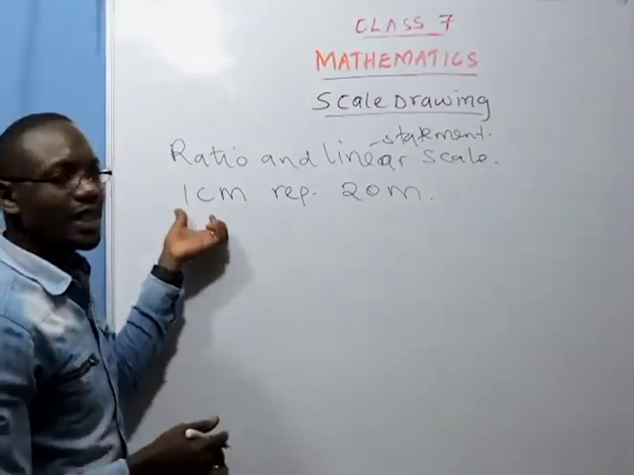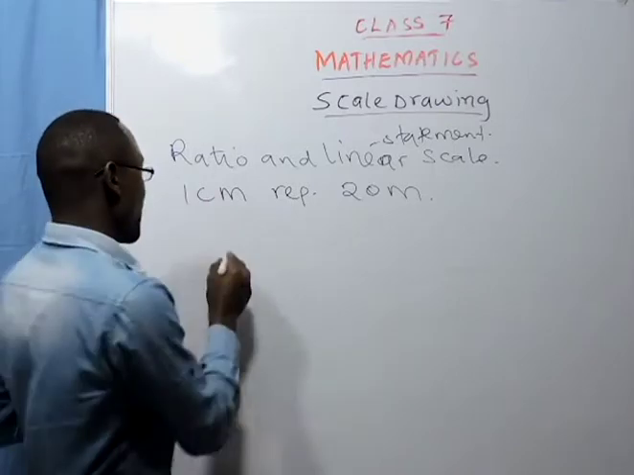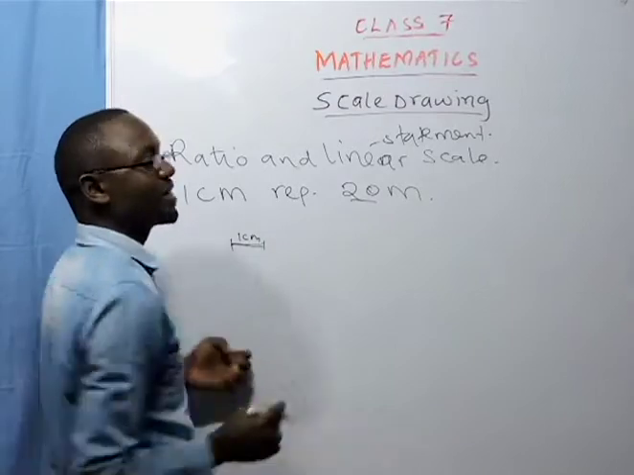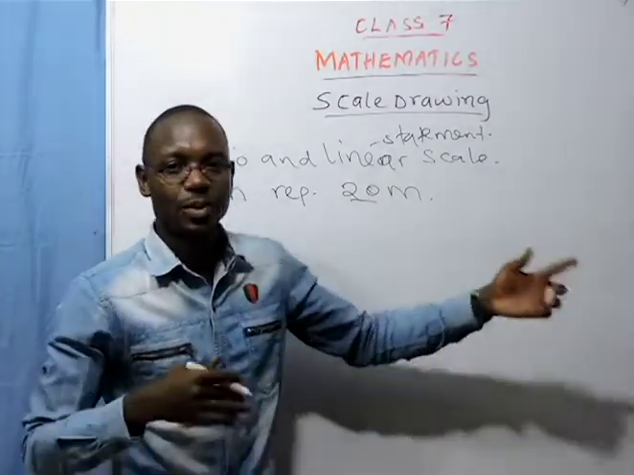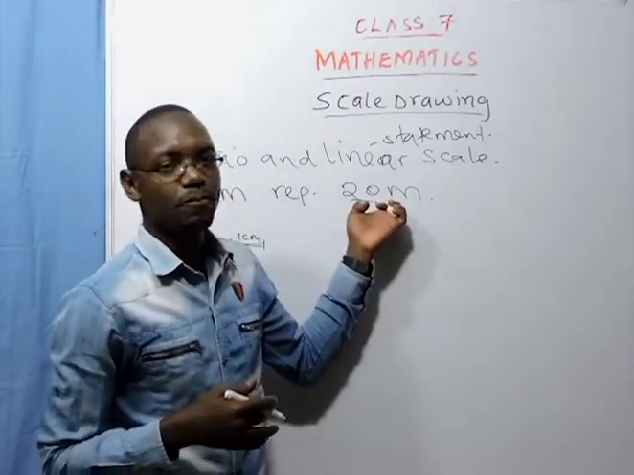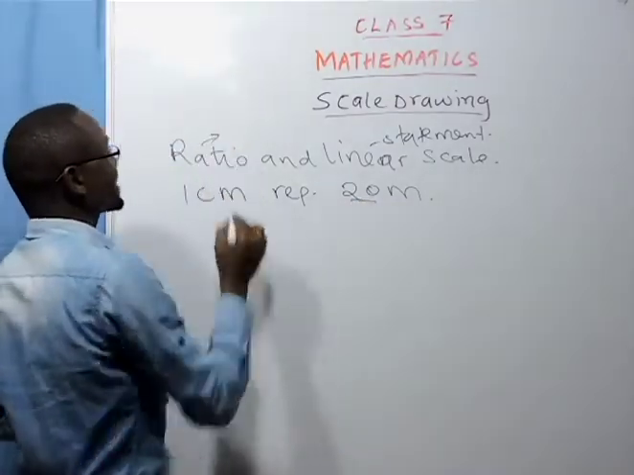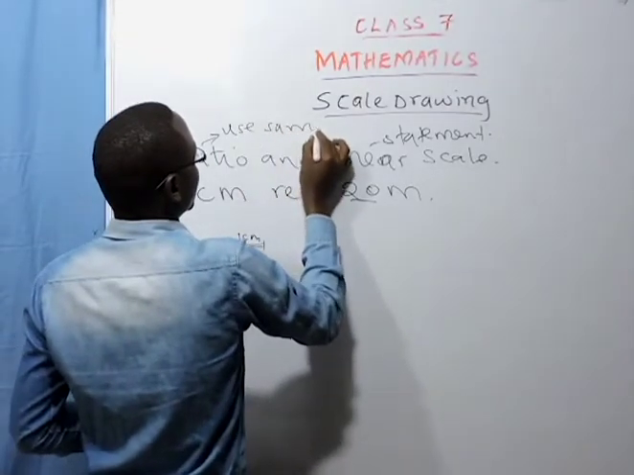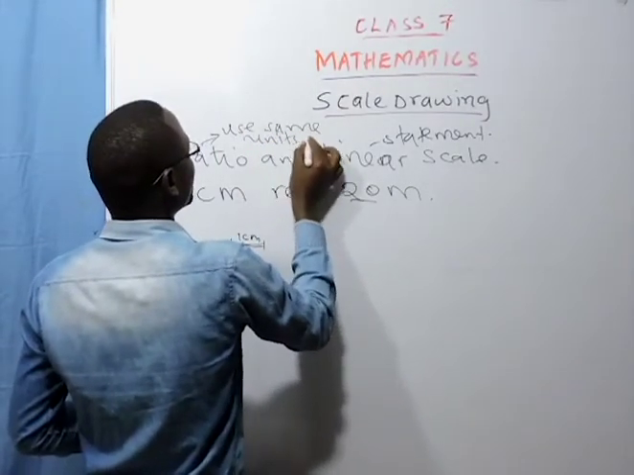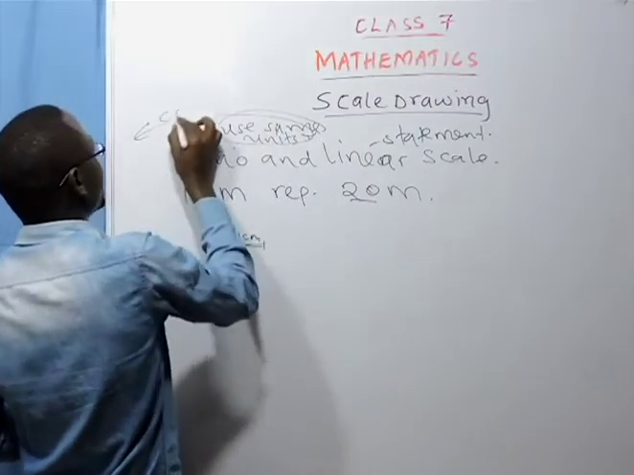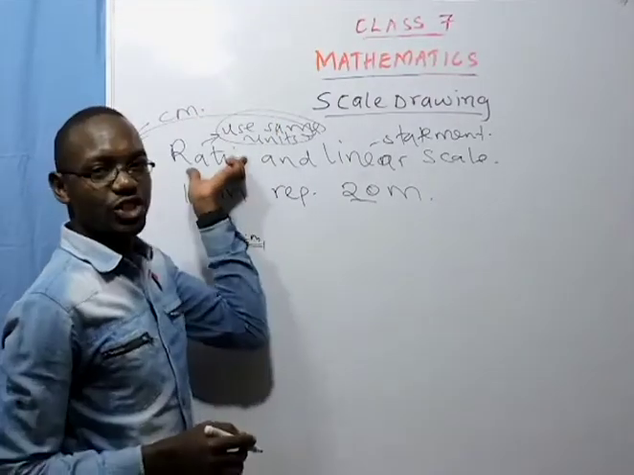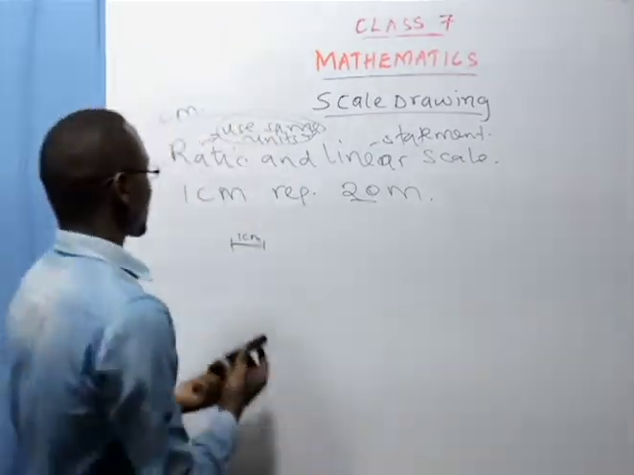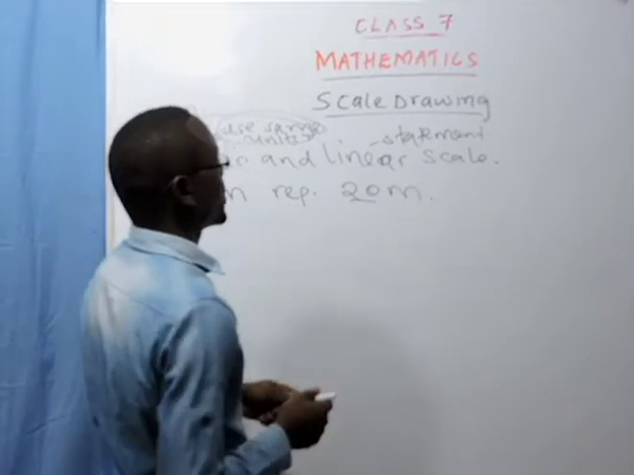That means a line of 1 centimeter on the map will represent a distance that is 20 meters on the ground. When we are writing scale in ratio form, we use the same units. And which units are these? Scale in ratio form is written in centimeters. So we can say the scale, 1 centimeter represents 20 meters.